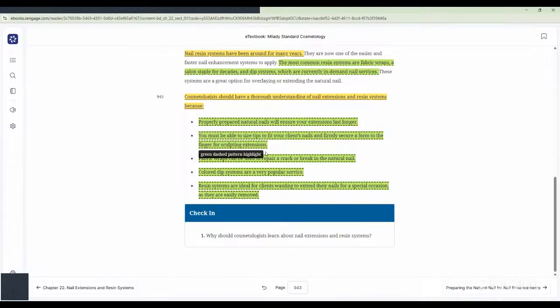Okay, you must be able to size tips to fit your client's nails. You want something to be firm unless you're doing the forms, the sculpting forms. Okay, fabric wraps can be used to repair cracked or broken ends in the natural nail. Color dip systems are very popular because you have the acrylic and you have the polish all in one. All right. Resin systems, as we discussed, are ideal for clients wanting to extend the nails for a special occasion. They are easily removed. Okay. So we're not looking at having to mess with the longevity of our acrylic systems.